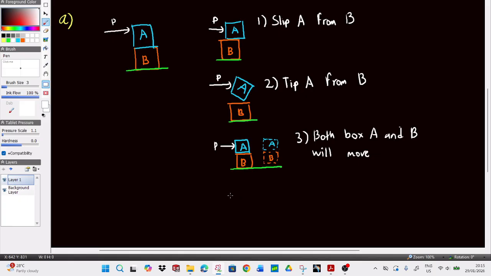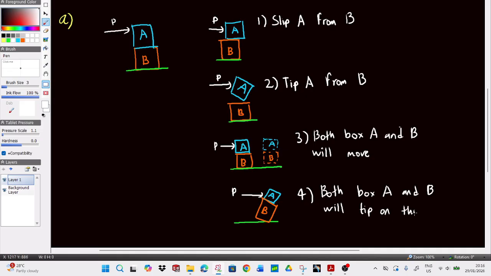And the last option is that maybe the force is strong enough to cause both boxes to tip over. That's a possibility too. So this is B, and maybe it's just enough to tip them over. So the last possibility is both box A and B will tip on the surface.